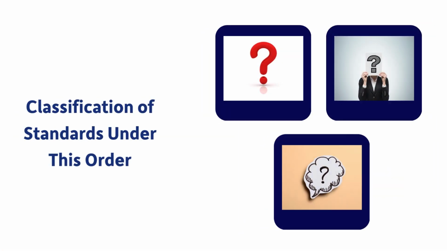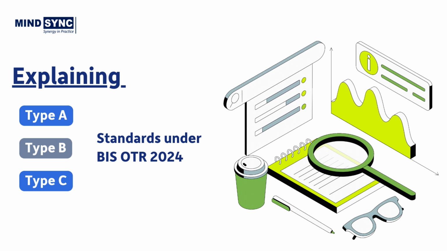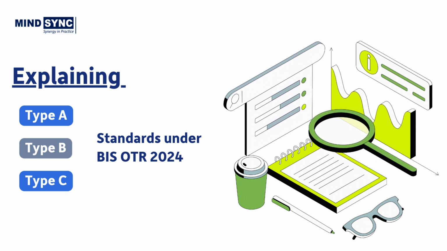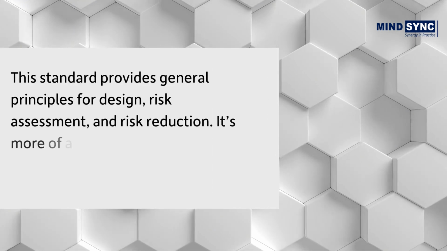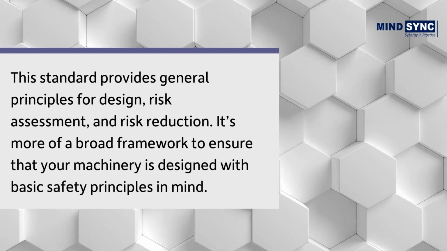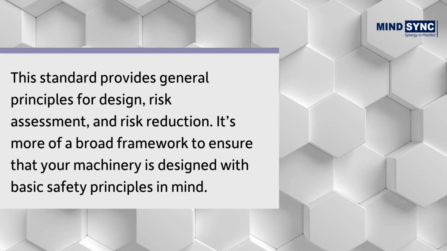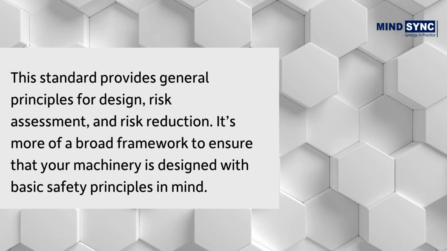Classification of standards under this order. Now, under this order, metal cutting machines and their assemblies, sub-assemblies, and components are categorized into three types of standards. Type A standards, IS 16819. This standard provides general principles for design, risk assessment, and risk reduction. It's more of a broad framework to ensure that your machinery is designed with basic safety principles in mind.